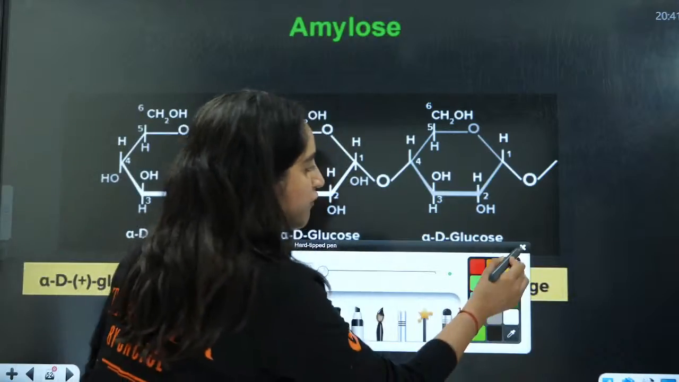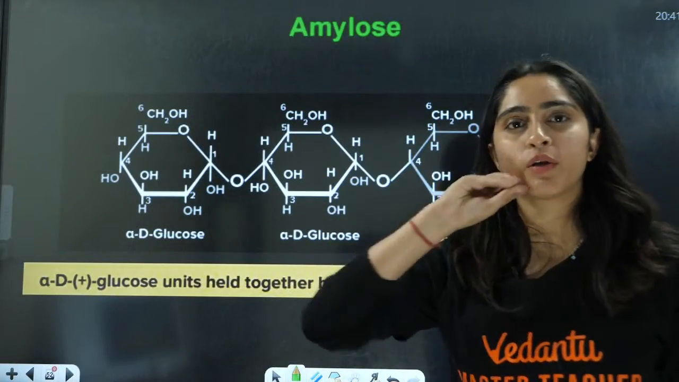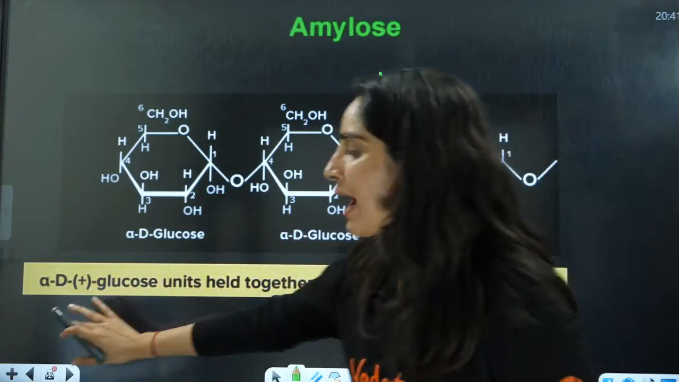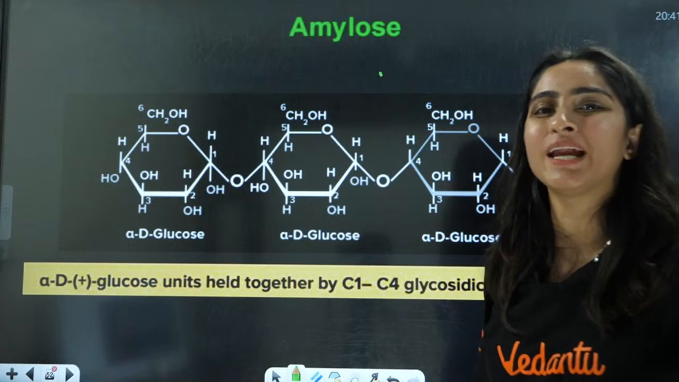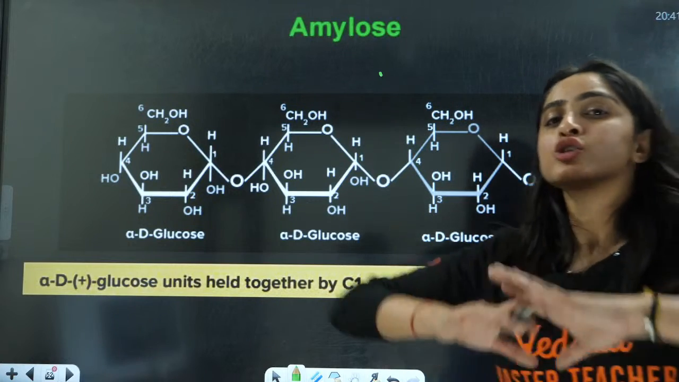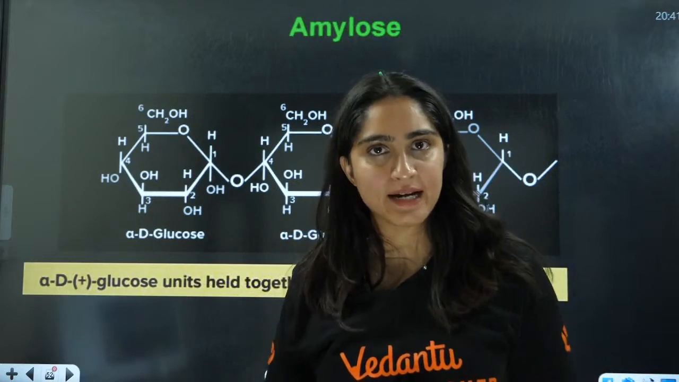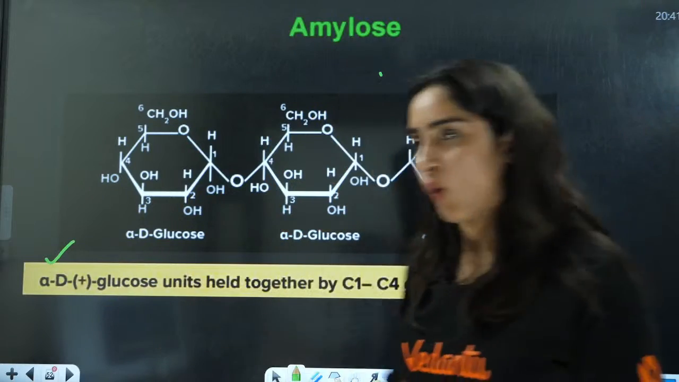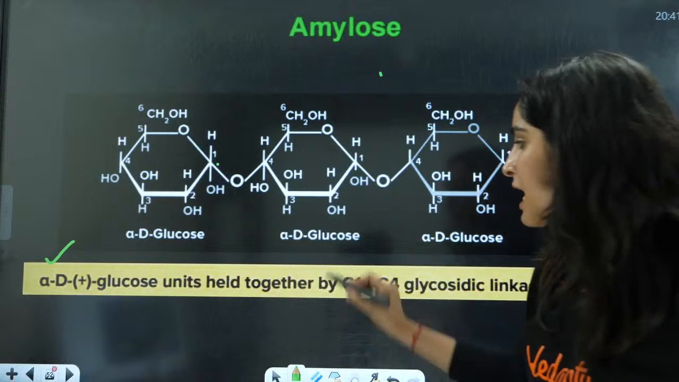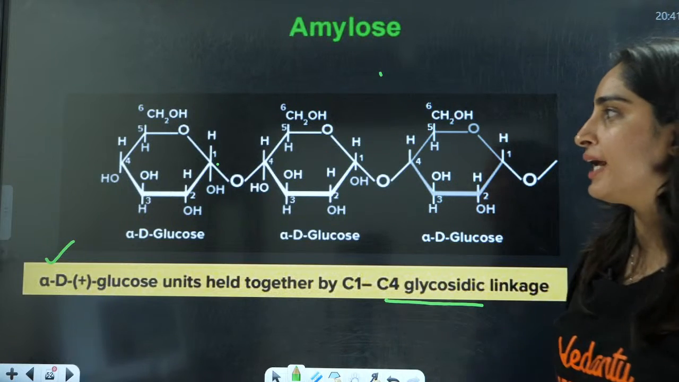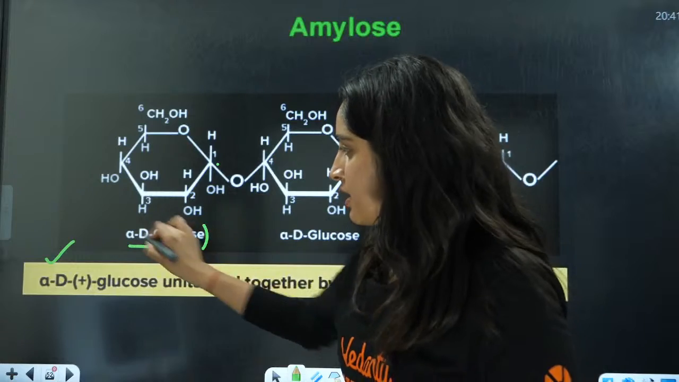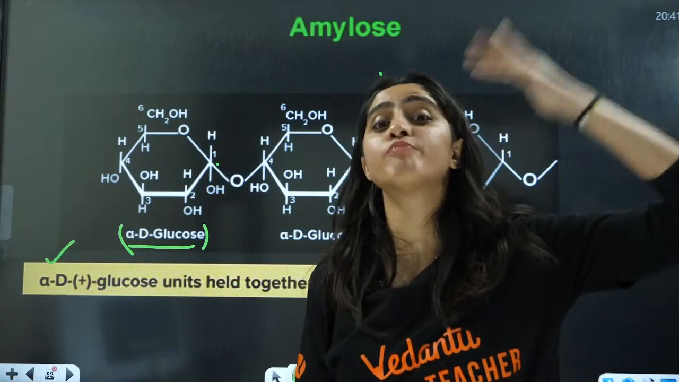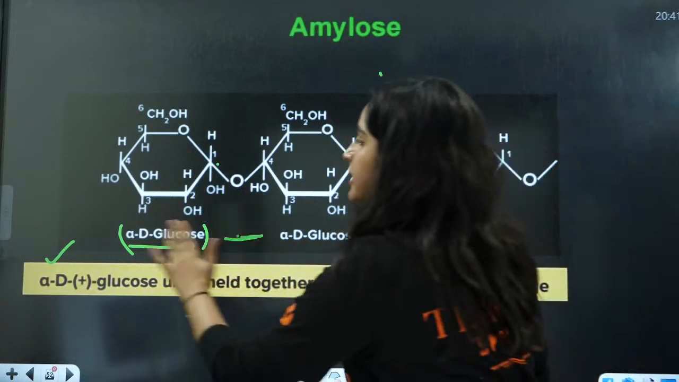Now, next we have amylose. The famous question is, what is the difference between amylose and amylopectin? So what is amylose? Amylose is a polysaccharide made of many units of monosaccharides, so there are many linkages. The linkages are from C1 of alpha D glucose to C4 of another alpha D glucose. This is basically a polymer of maltose, you can say.